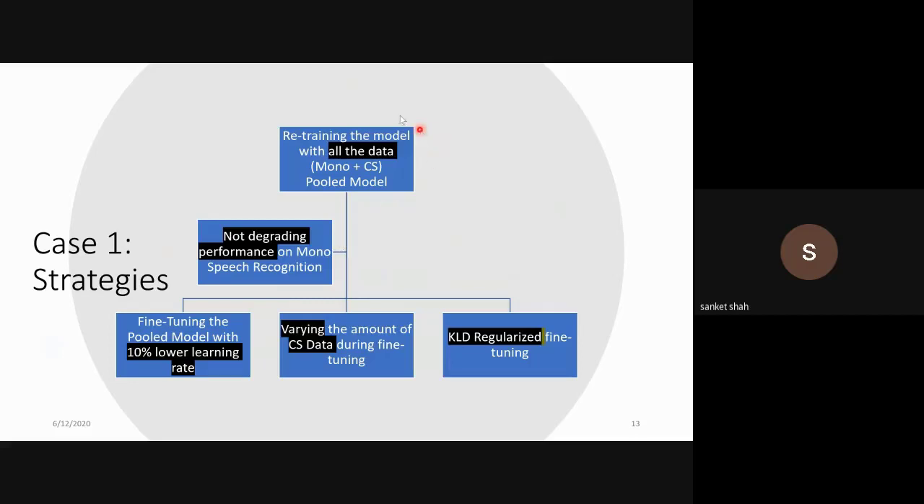Now we want to improve the performance of this model on this new task which has come up, which is code switching. But we have an interesting constraint in mind, that is, we do not want to degrade the performance of this pooled model on monolingual speech recognition. But at the same time, we want to improve this model's performance on code switched audios. So for that task, and with this constraint in mind, we come up with three experiments. First is fine-tuning the pooled model with a lower learning rate. Second is varying the amount of code switching data during fine-tuning. It's like a curriculum learning where we step-by-step train the model, and we train it with different amounts of new task data. And third is using some kind of a regularizer.